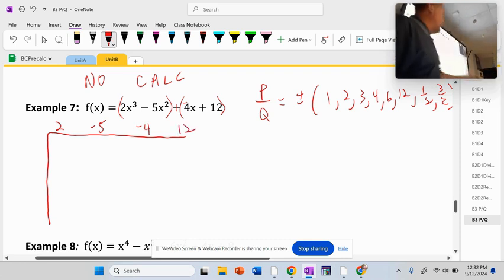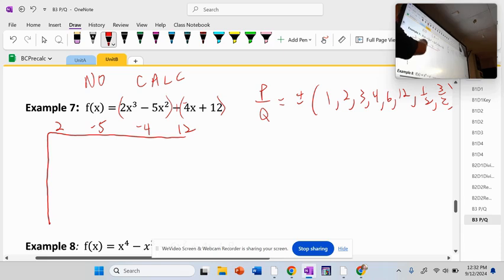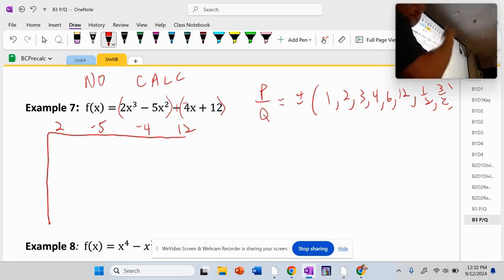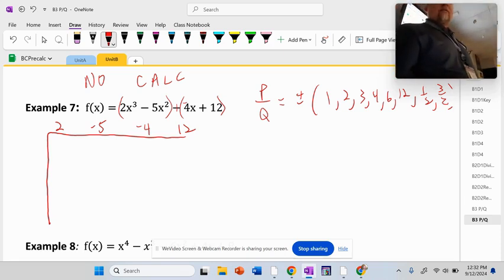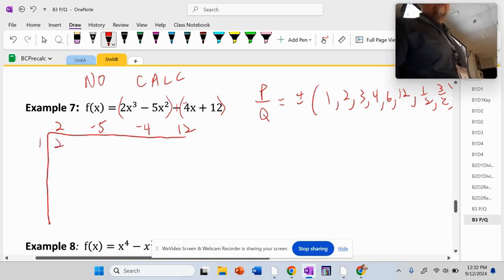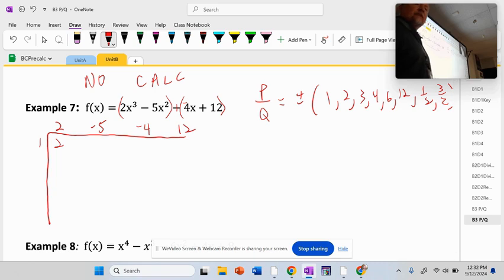Because here's what I'm going to do. I'm going to take this list now and try these as I go. So I'm going to try 1. Smartest thing, don't try the fraction first. Bring down the 2. What's 1 times 2? 2 plus -5 is what? -3. Can you see that this is already not going to work?